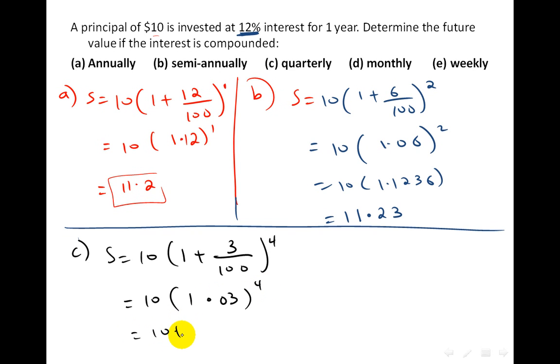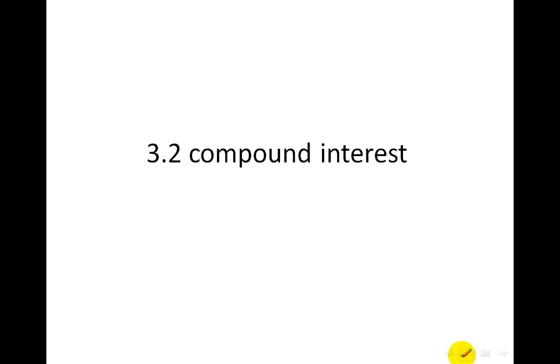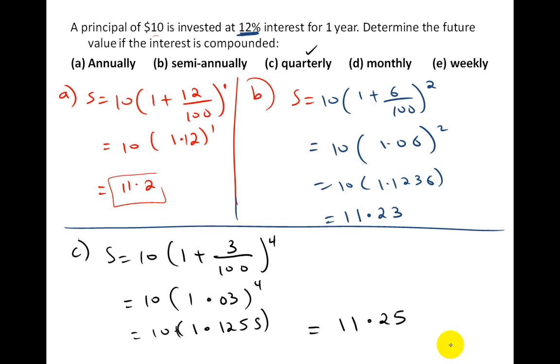It will be something like 11. First let me write this 1 point. Okay, once I multiply it, I'll have almost 11.25. Okay, now we have done the quarterly.